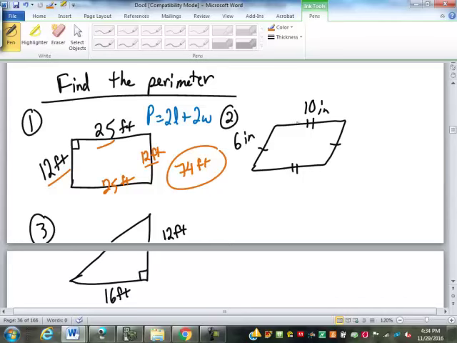For number 2 over here, that's a parallelogram, but it would actually have the same formula, 2 times 10 plus 2 times 6. Or, again, we could just add them up. 10 plus 6 plus 10 plus 6, which would give us 32 inches.